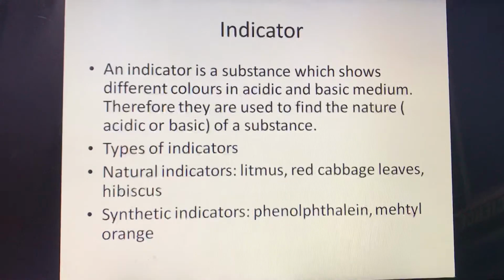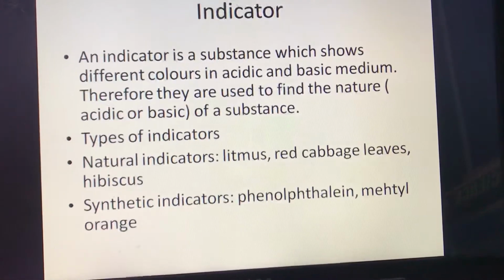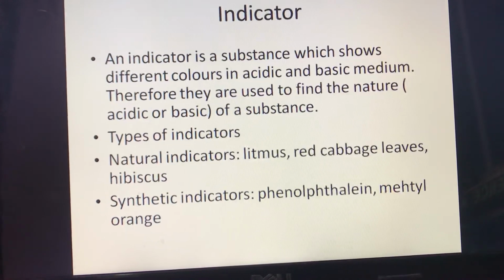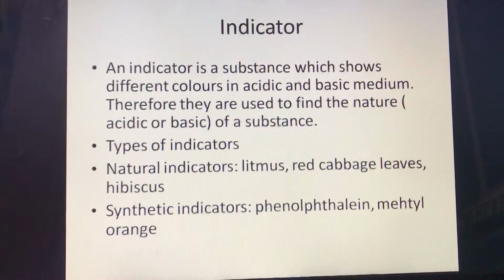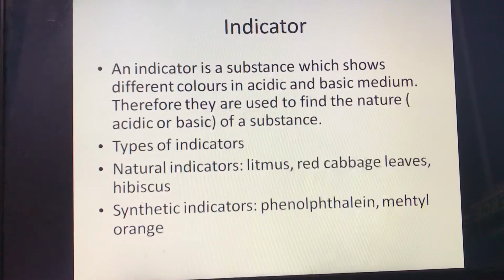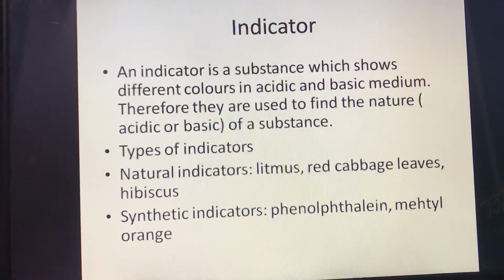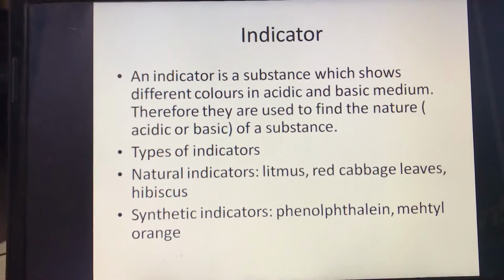Okay, so types of indicators. They may be naturally occurring indicators. Litmus, red cabbage leaves, hibiscus, they are all natural indicators. And some synthetic indicators: phenolphthalein, methyl orange. These are synthetic indicators, also called chemical indicators.